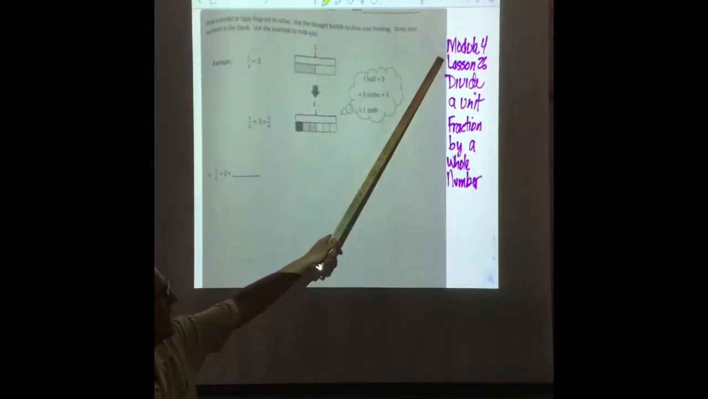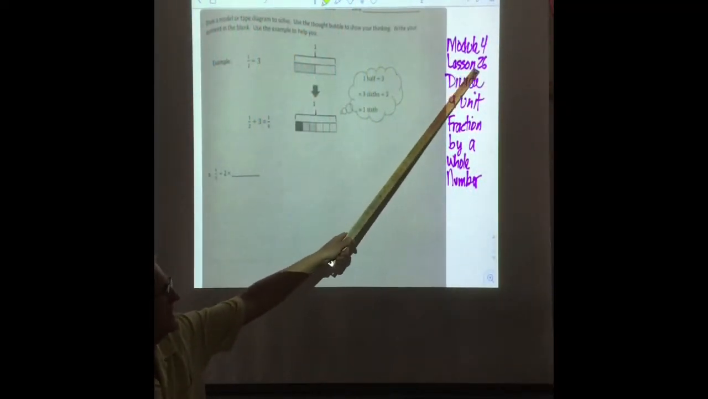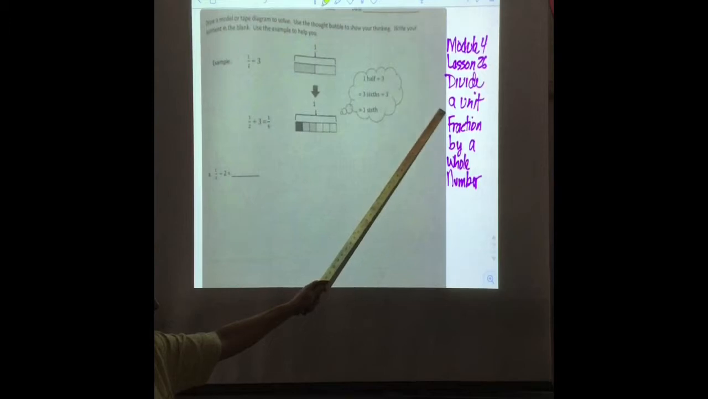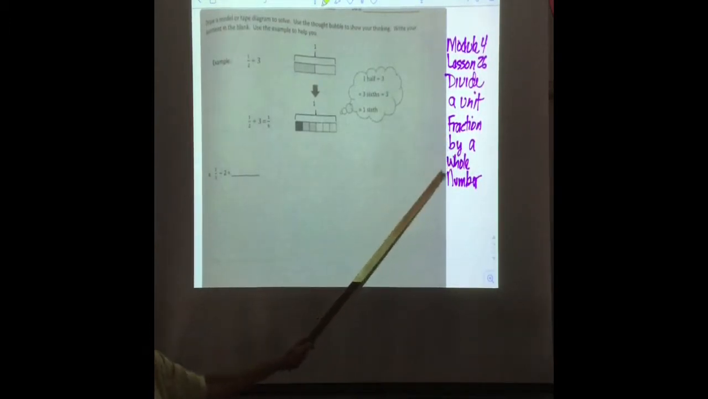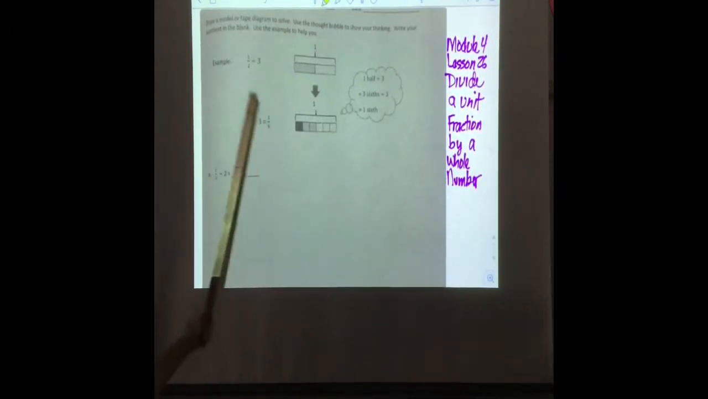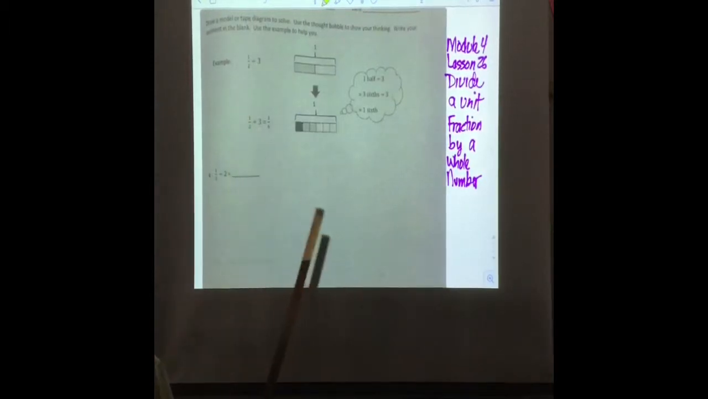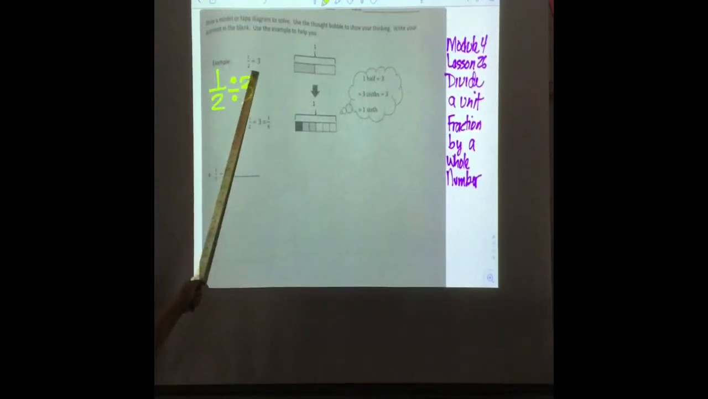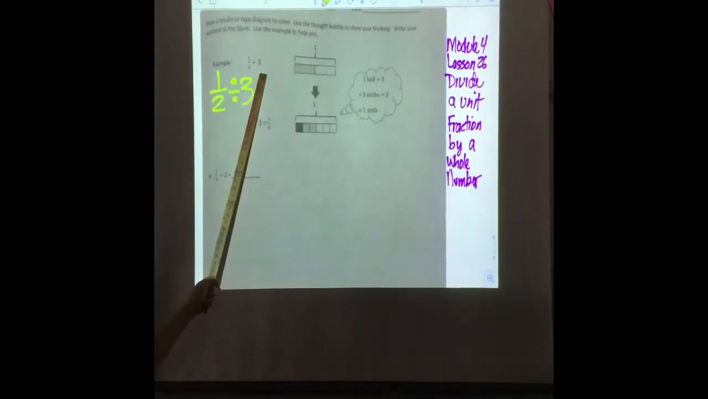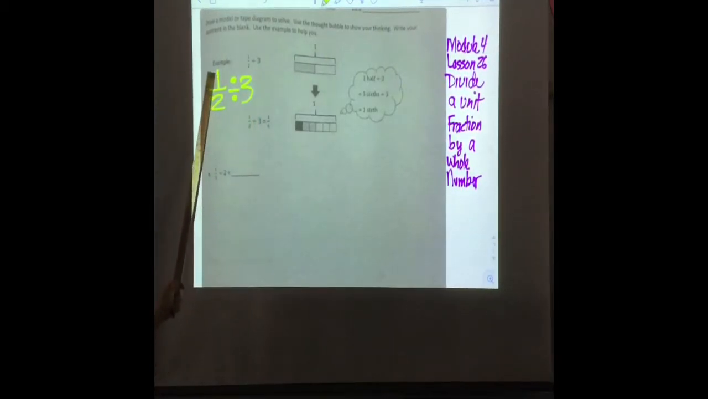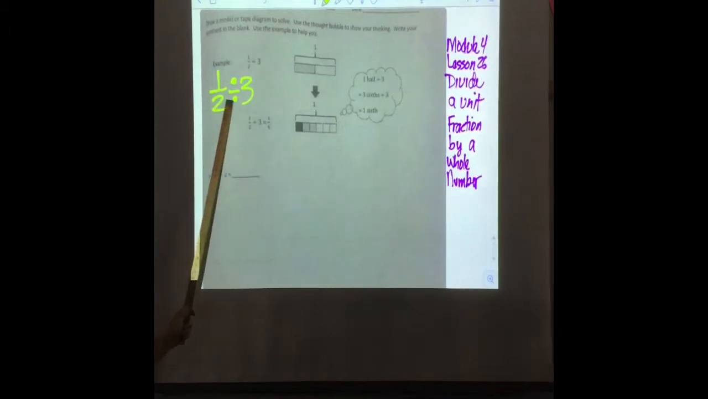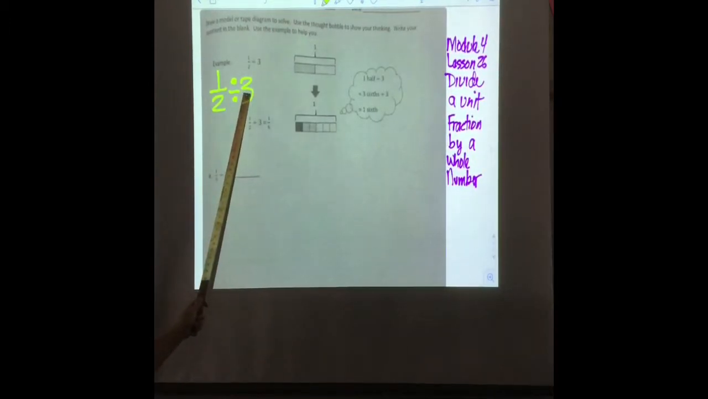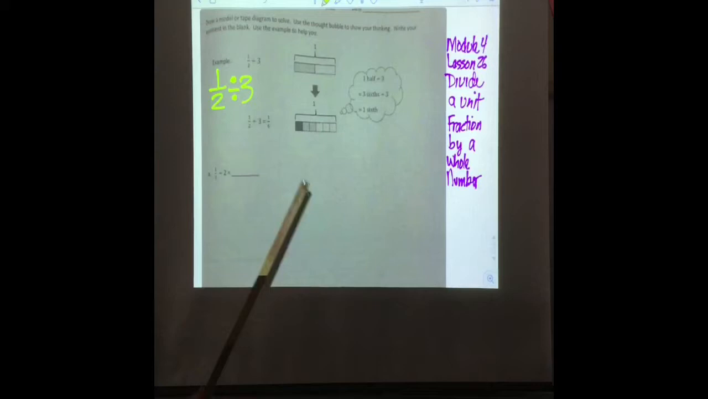Welcome back to math. Today, Module 4, Lesson 26, dividing a unit fraction by a whole number. Now, if you notice, this time we have a half divided by 3. Do you notice that our half used to be on the right side? Now we have a whole number on the right side. Okay? So we're saying we have a half, and we're going to divide it by 3.